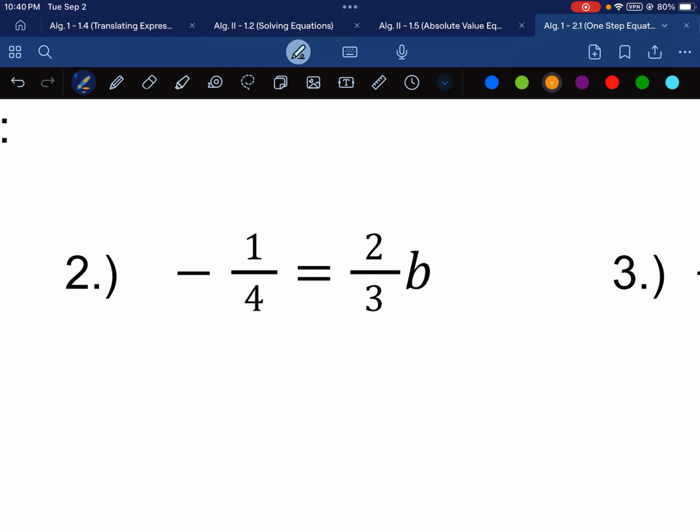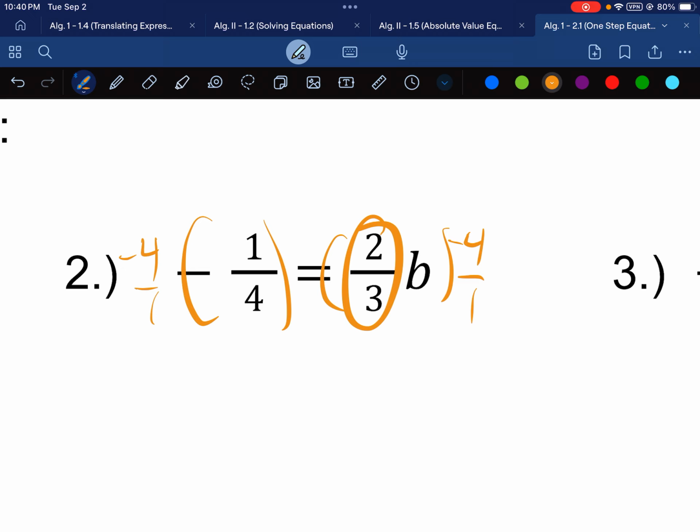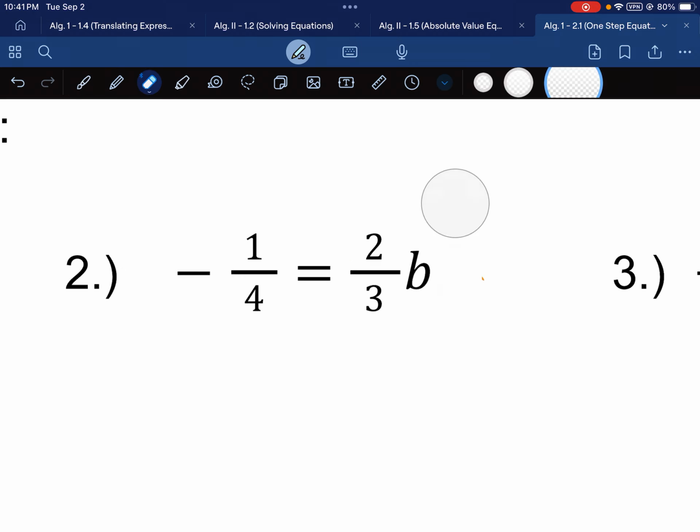On number 2, -1/4 equals 2/3 times b. Now I'm going to do something wrong here on purpose, and I hope you can catch it. So I see a fraction here, so we're going to multiply by the reciprocal. Did anybody catch what I did wrong there? Well, here is the fraction multiplying with the variable, and that's what we're supposed to be using the reciprocal of.